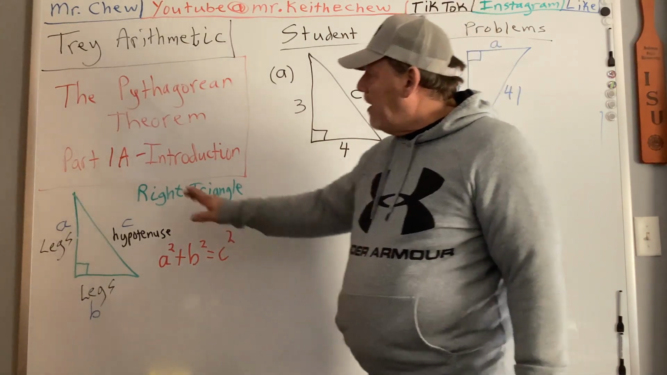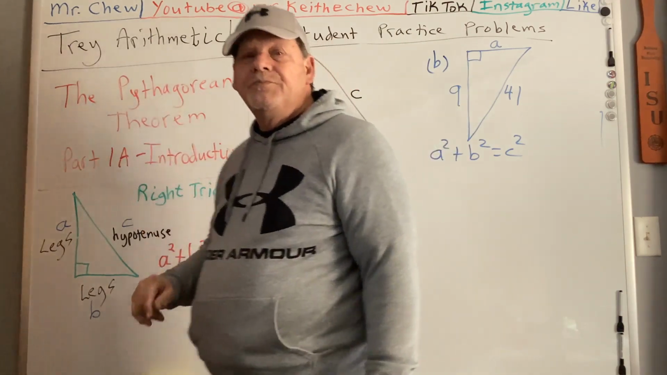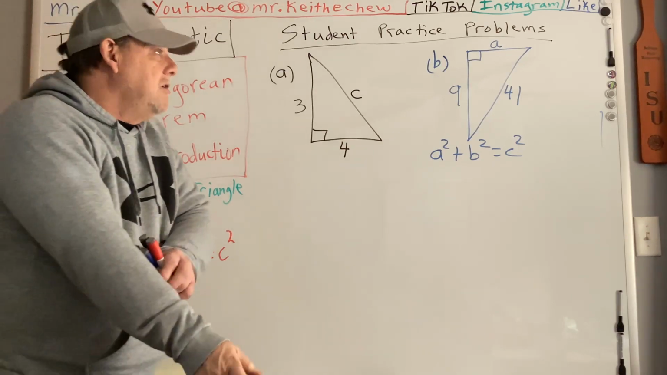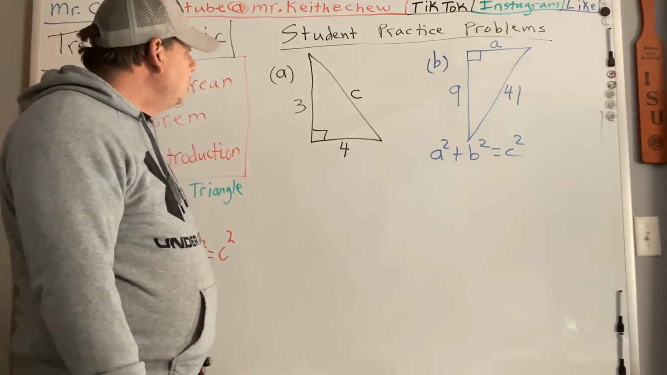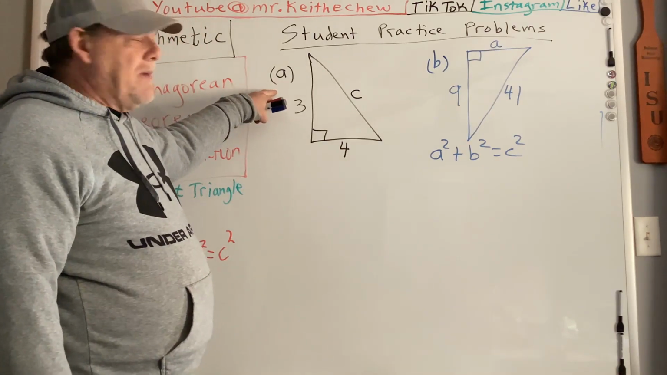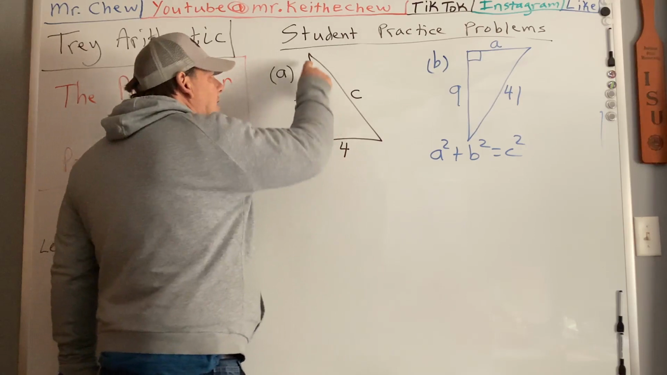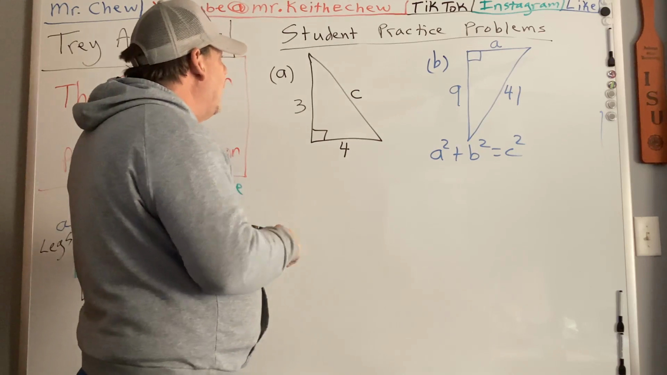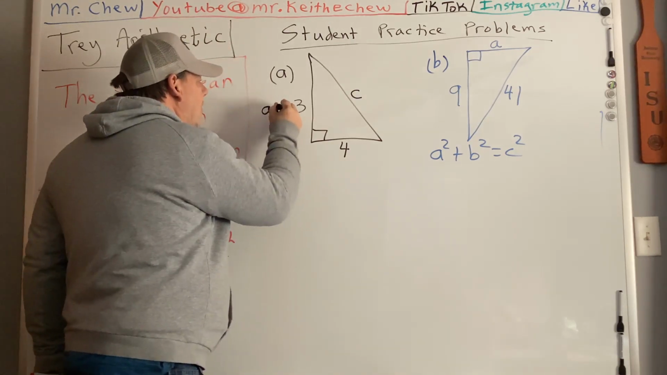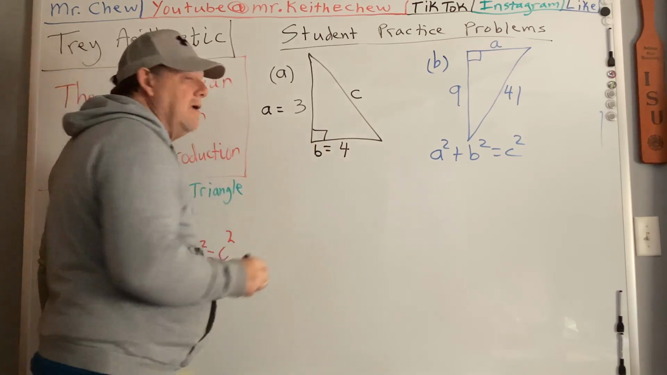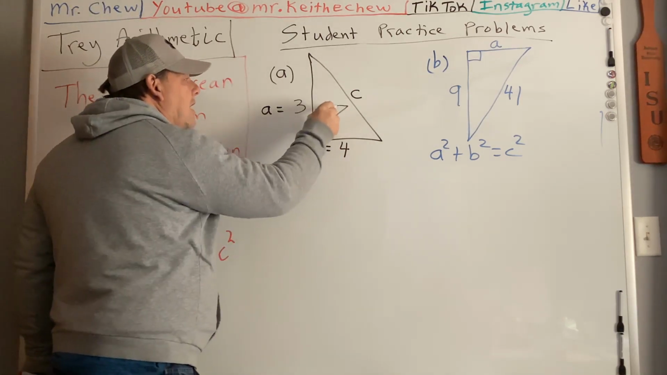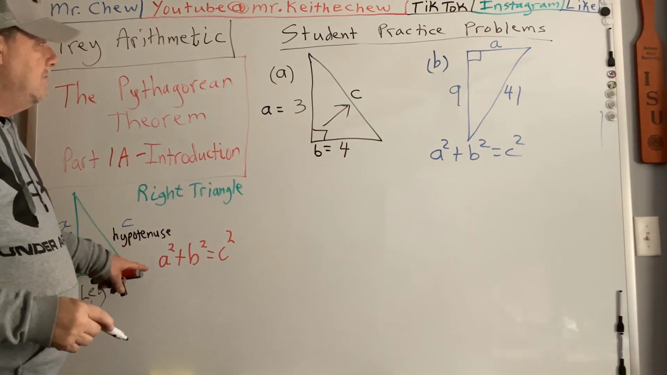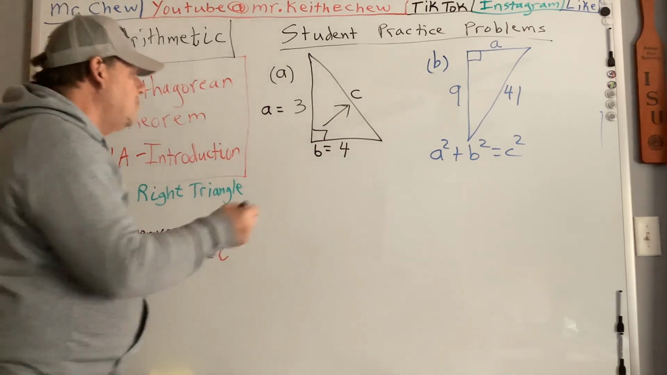So whenever I had my first video, my Part 1 video, we had two problems I asked you to work. And I'll work through these. So in student practice problem A, we have this right triangle, and the two sides that make up the right angle are called legs, and their variables are a and b. And remember, this is the hypotenuse across, and the hypotenuse is always c. Always. Here is the Pythagorean Theorem, so let's write it down.